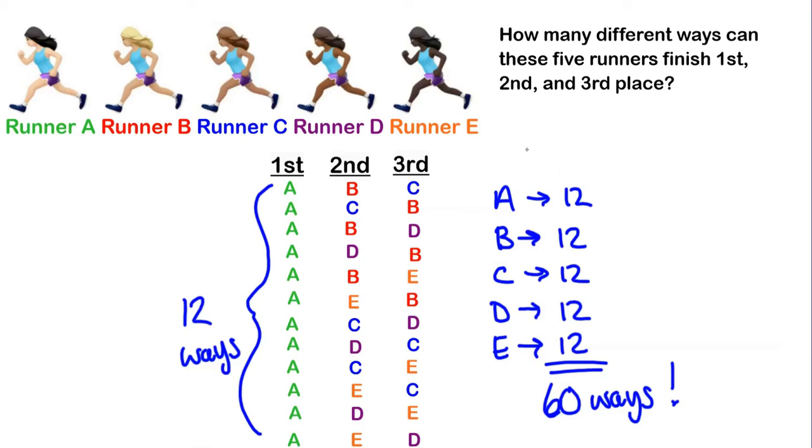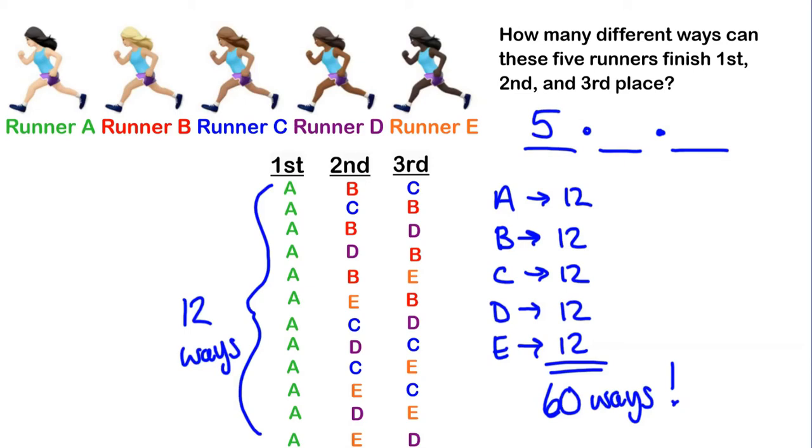So we are selecting first place, second place, and third place. So we're choosing three things. We're arranging three runners, okay? And we've got 5 runners to choose from. So how many different runners could possibly finish first place? 5. There are 5 runners that could finish first place.